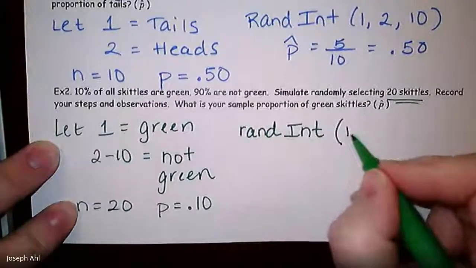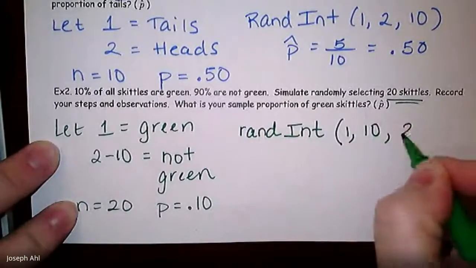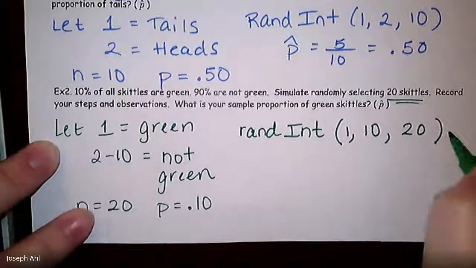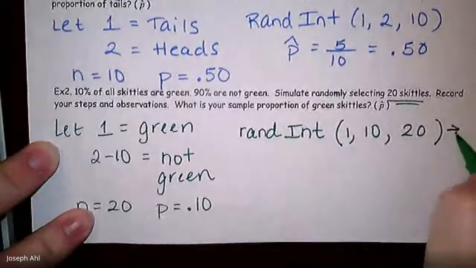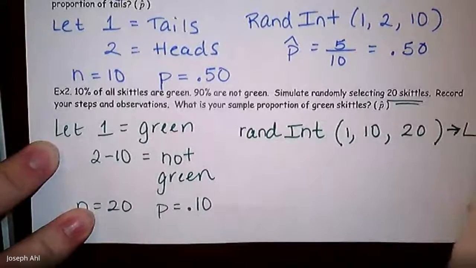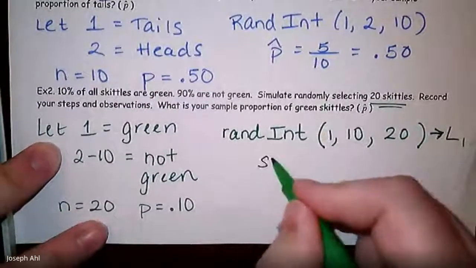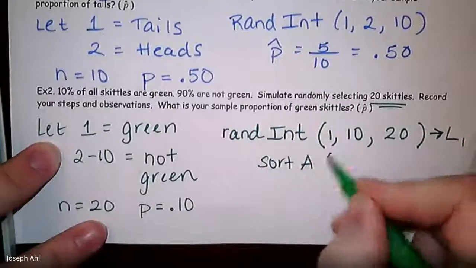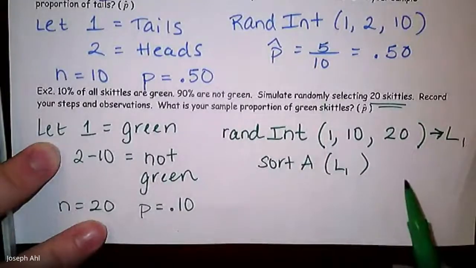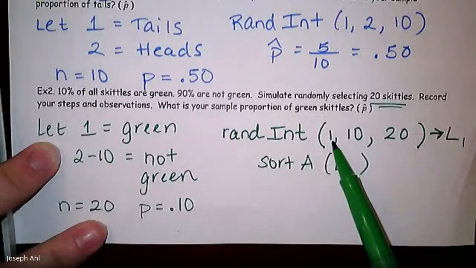My lower bound is 1, my upper bound is 10, and we're going to do this 20 times. I'm actually going to store this in list 1 because we have the numbers 1 through 10 and we have 20 of them. So just to make my life a little bit easier, I'll store it in there. I also like the idea of sorting that list because I just want to know how many number 1s do I get.